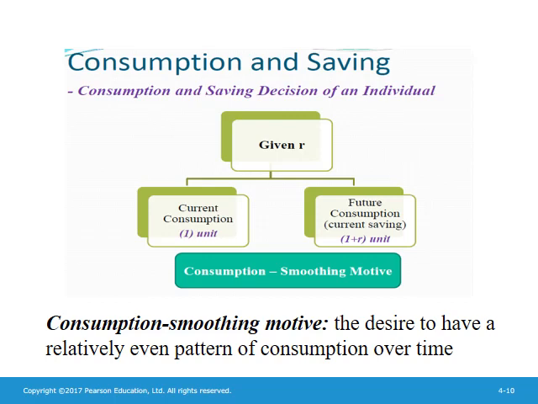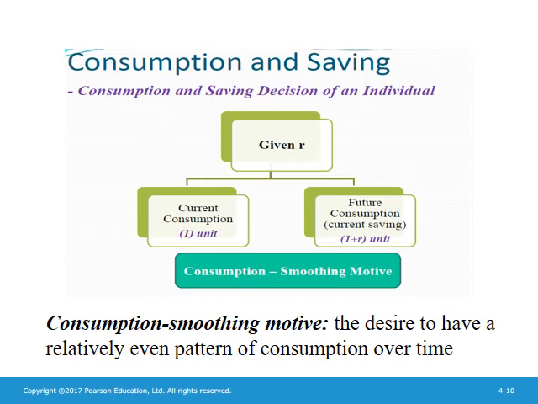Okay, so for a given R, we can decide to sacrifice current consumption, to lower current consumption by 1 unit in order to gain 1 plus R units in the future, as we just mentioned. So future consumption, as we mentioned, means increasing our current saving today by 1 plus R.